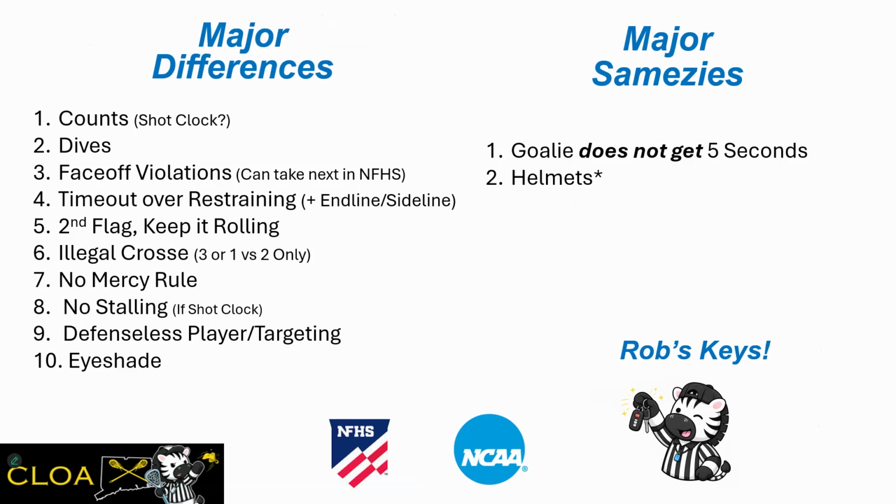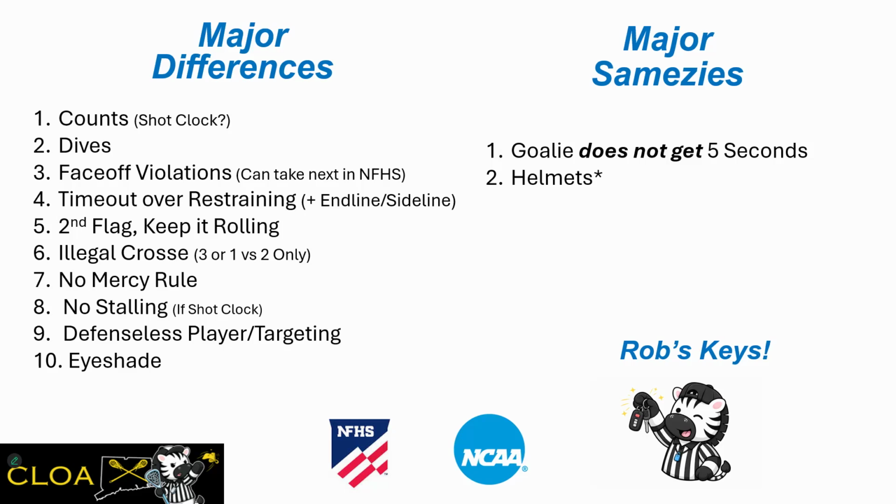This is it, and then we're going to head over to the test, which is a lot shorter than the other night. But again, there are still major differences. John has the best sheet in the country. There's no denying that. Look at that sheet. They are generally listed on what happens the most frequently and what happens the least frequently. So concern yourself with page 1 and 2, and then you can move into the minutia. But again, the counts are different. The dive rule is different. The face-off violations are slightly different, just in the fact that NFHS can take the next one.